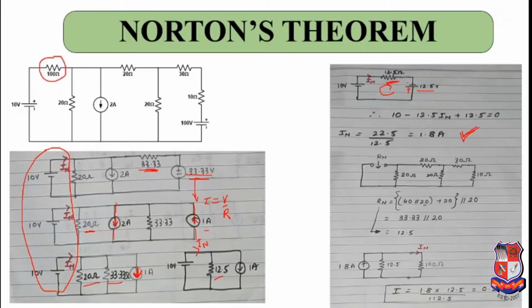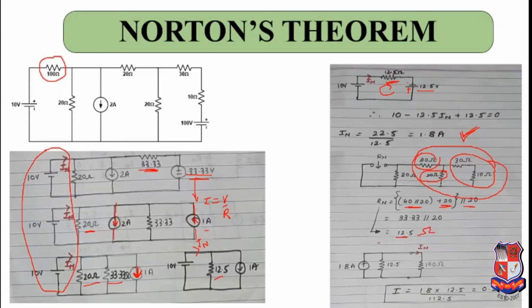Over here you can see Norton's resistance is nothing but this 30 ohm and 10 ohm. So 40 ohm is in parallel with 20 ohm, and that will be in series with this 20 ohm. So this is plus 20, and this whole equivalent will be in parallel with this 20 ohm. So you get the equivalent to be 12.5 ohms.